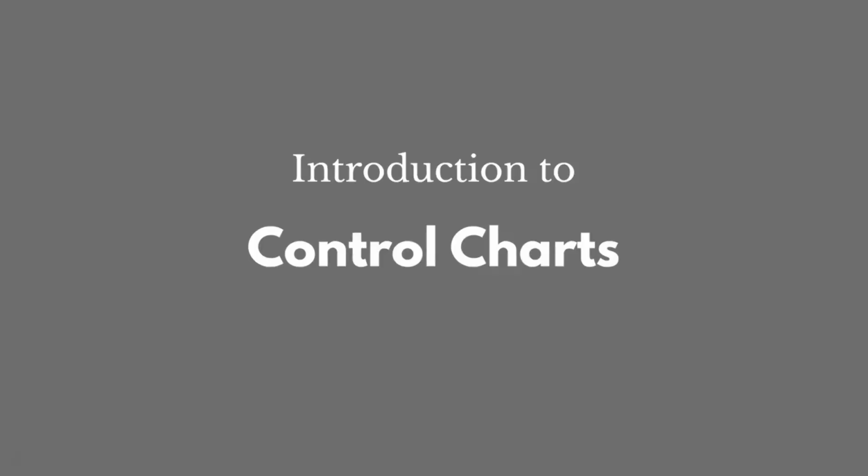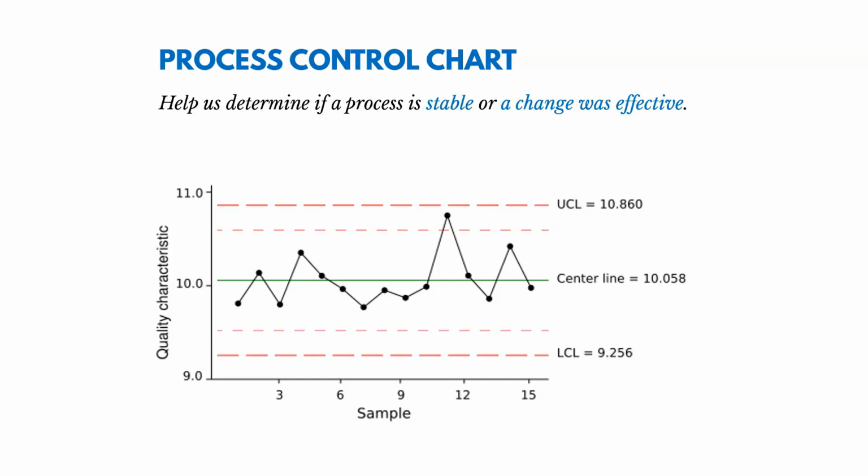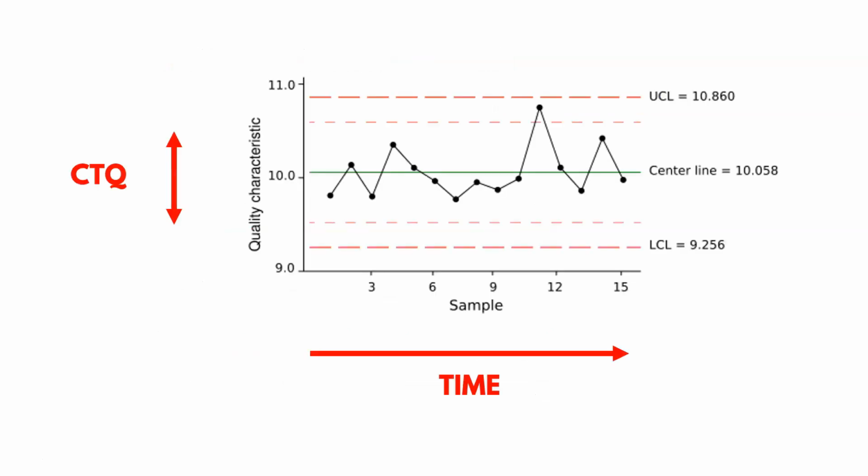Okay, so let me first introduce control charts. A process control chart helps us determine if a process is stable over time or if a change was effective. Now, the way to look at these control charts is that on the y-axis on the left-hand side is a CTQ measurement, something we're measuring to see if we're meeting customer expectations. And then on the x-axis on the bottom, you have time. We monitor that CTQ measurement over time to see if it's stable or to see if an improvement was effective. We may watch and monitor that CTQ before the improvement as well as after.